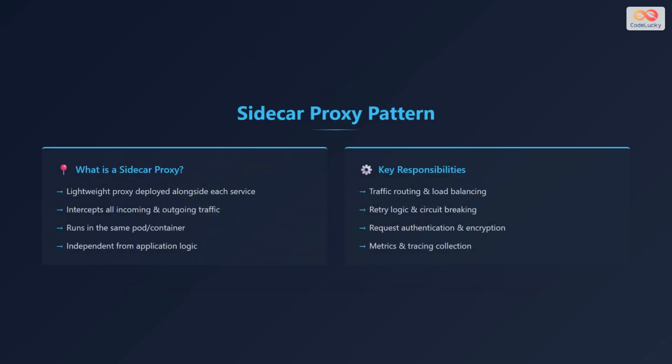The sidecar proxy is the core component of any service mesh. A sidecar proxy is a lightweight proxy that runs right next to your application service, typically in the same container or pod. It intercepts both incoming and outgoing network traffic from your service. The sidecar proxy doesn't require any changes to your application logic. It handles crucial responsibilities like routing requests to the right destination, managing retries when requests fail, enforcing security policies, and collecting metrics about every request. This separation of concerns keeps your application code clean while the mesh handles all network complexity.